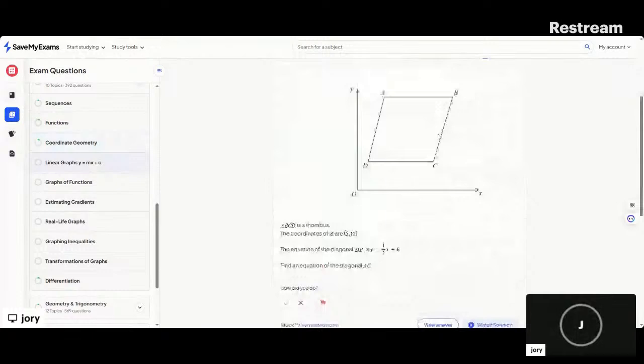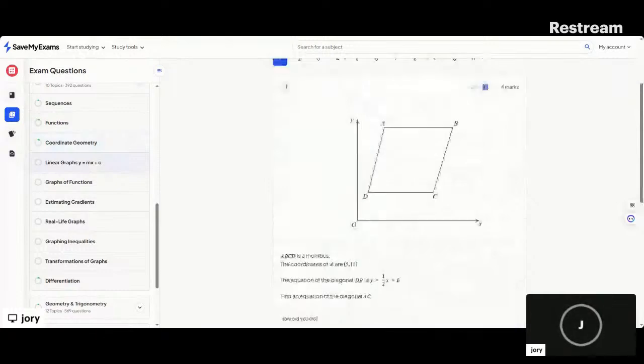Very hard question. ABCD is a rhombus. The coordinates of A are 5, 11. The equation of the diagonal DB is this. Find the equation for the diagonal AC. Okay.